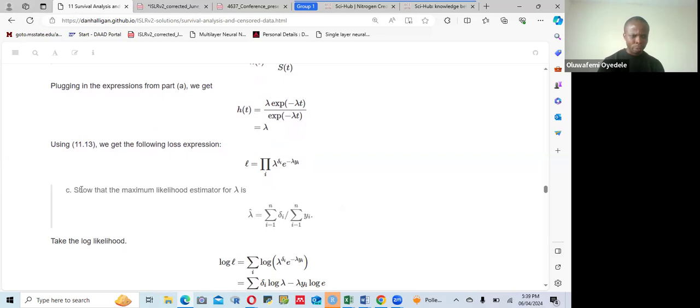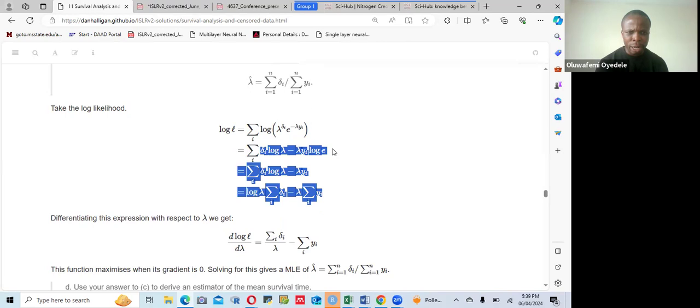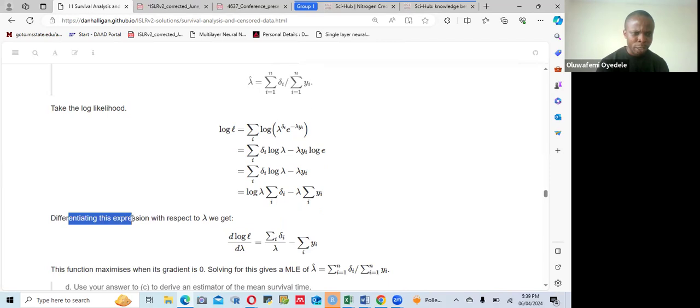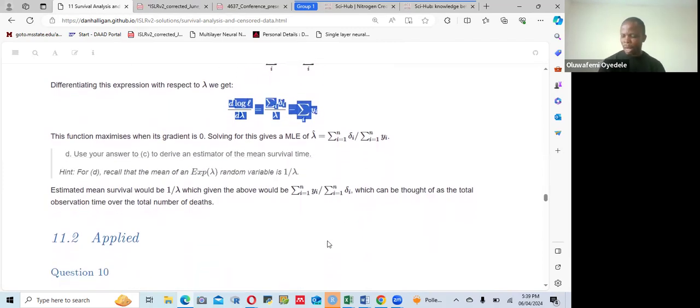So now we show that the maximum likelihood estimator for lambda is this equation. Taking the log likelihood, so we add a logarithm function on both sides, and we now arrive at this other equation. Then we differentiate this expression with respect to lambda, and we get this.